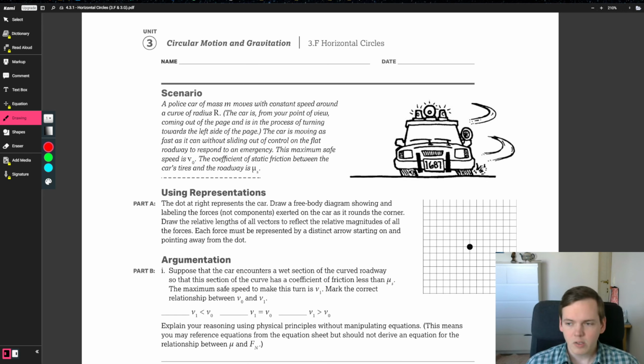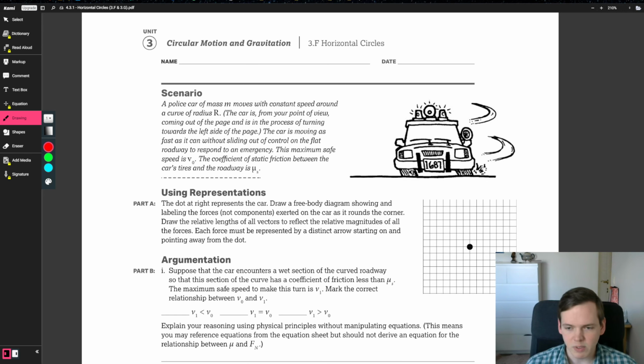So in this first example, we've got a police car going around a curve, and we're asked to analyze it. Part A says to draw a free body diagram showing the forces, not the components, exerted on the car as it rounds the corner. Draw them in relative length, and we must start on the dot, moving out, all the normal free body diagram stuff.